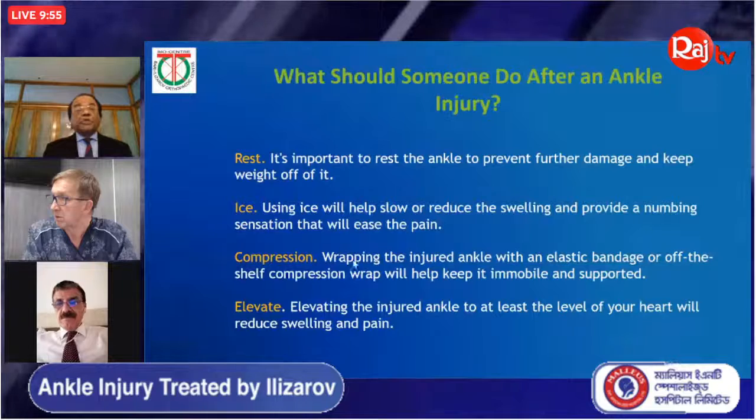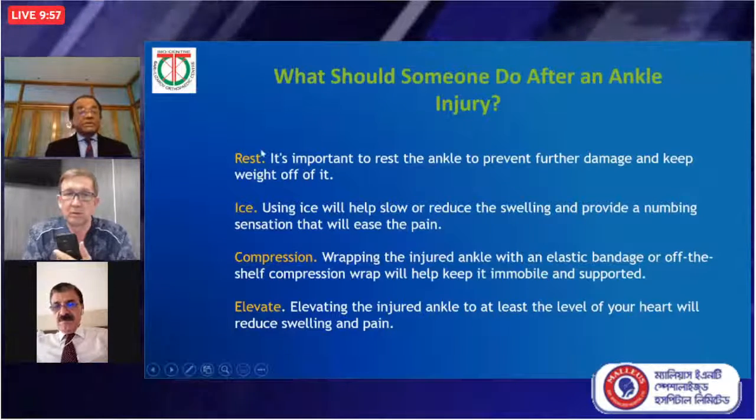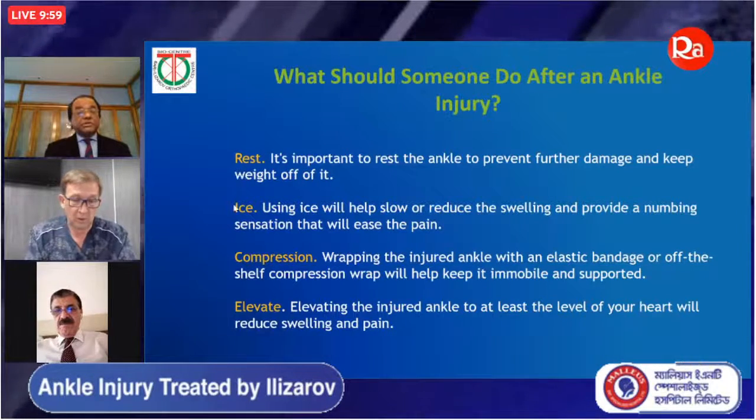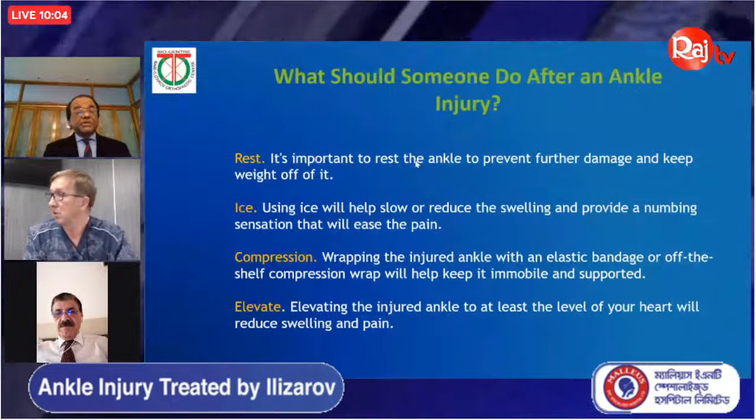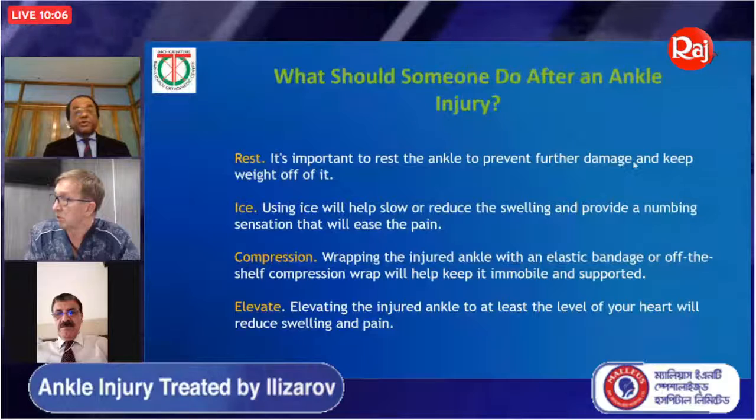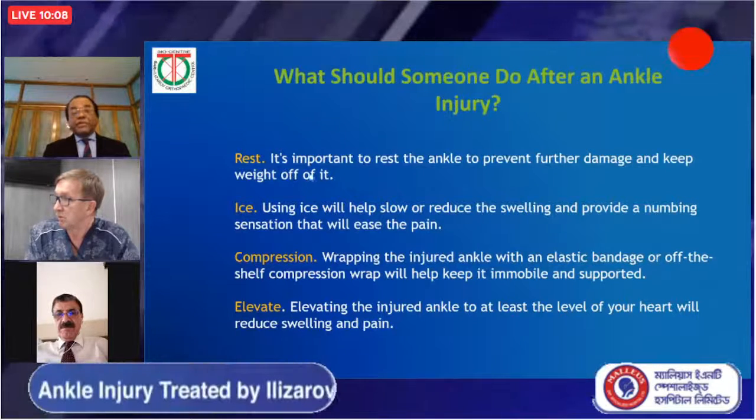Then when you see the ankle injury, how can we proceed? These are very common things. R-I-C-E. Rest. It is important to rest the ankle to prevent further damage.